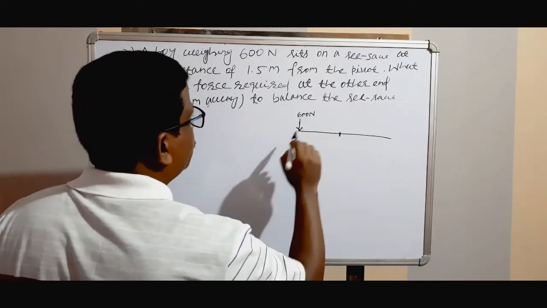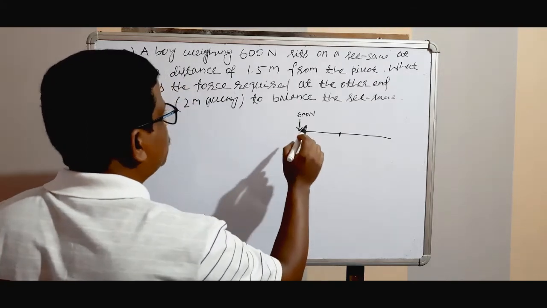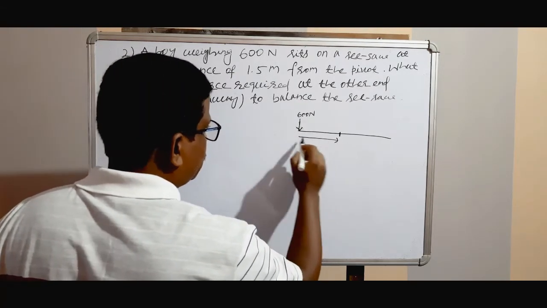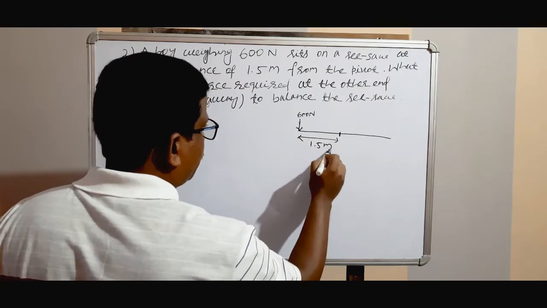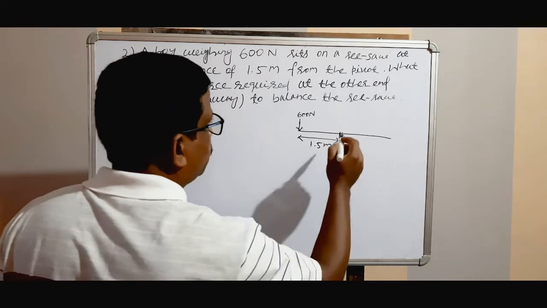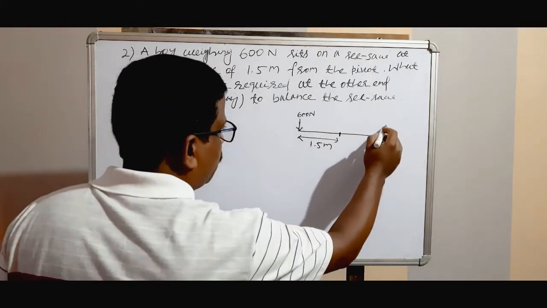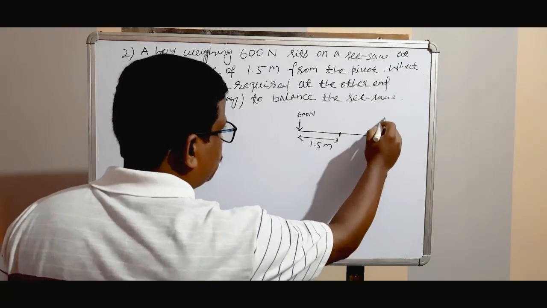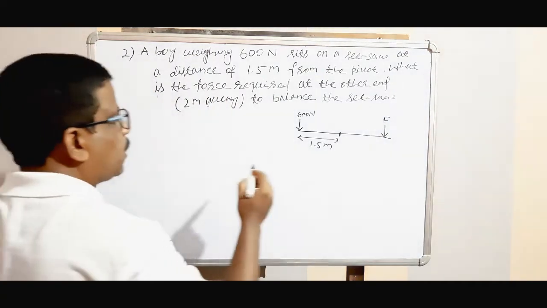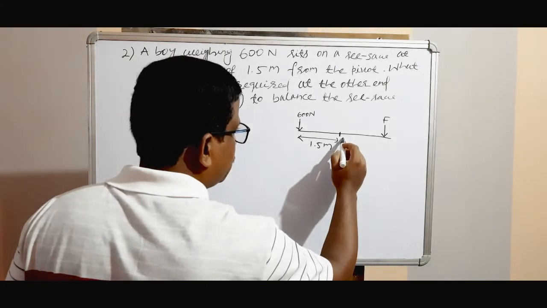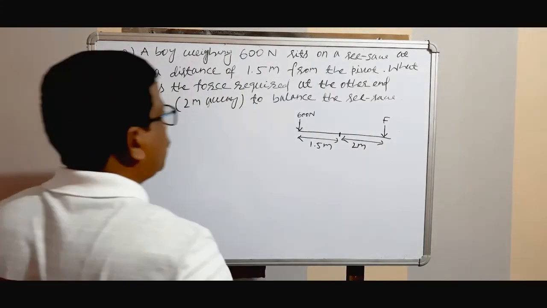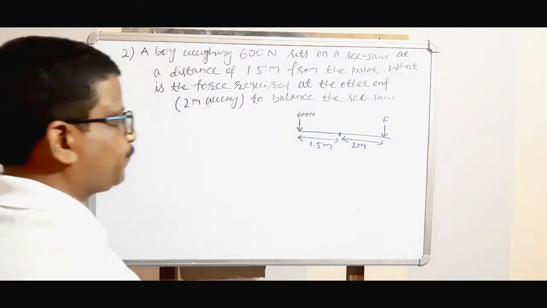And this is the pivoted point. 600 Newton on a seesaw at a distance of 1.5 meter. This distance is 1.5 meter. Then what is the force required at the other end? At the other end, how much force will be applied? This is unknown. Let the force required at the other end 2 meter away be F. Suppose this distance is equal to 2 meter away to balance the seesaw.